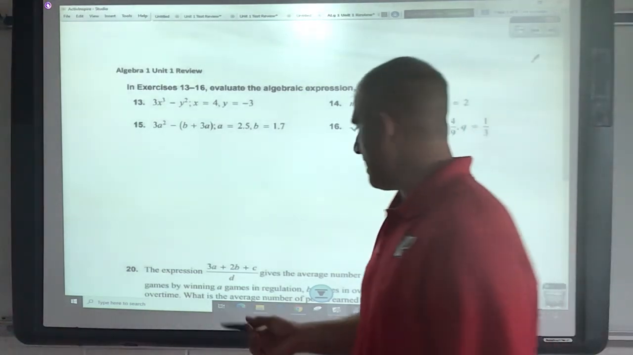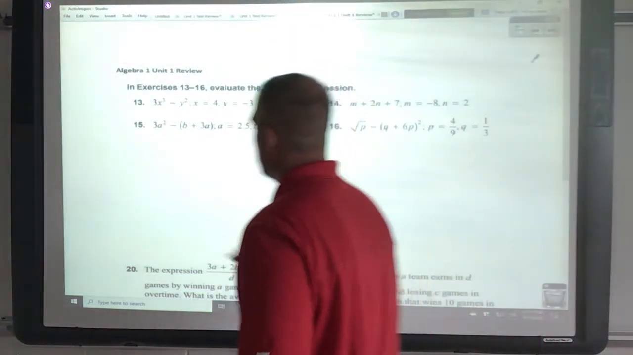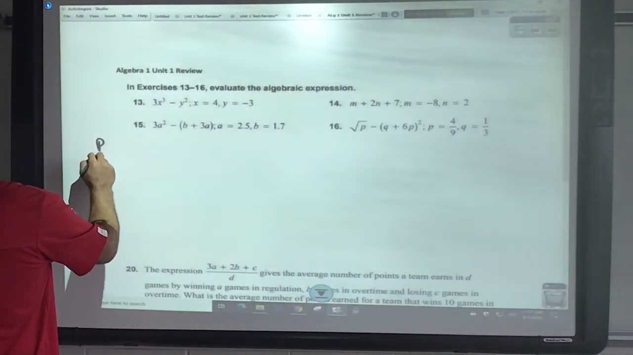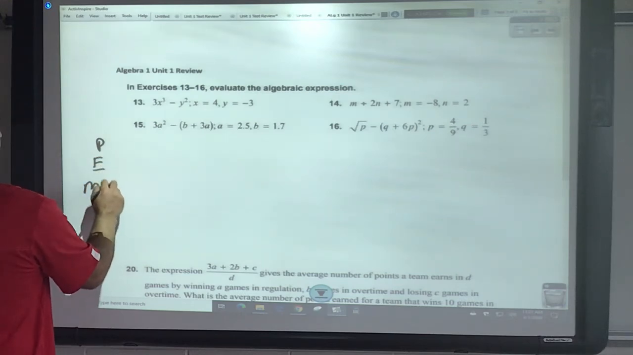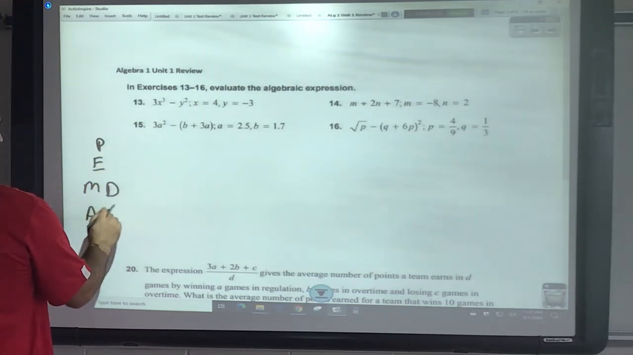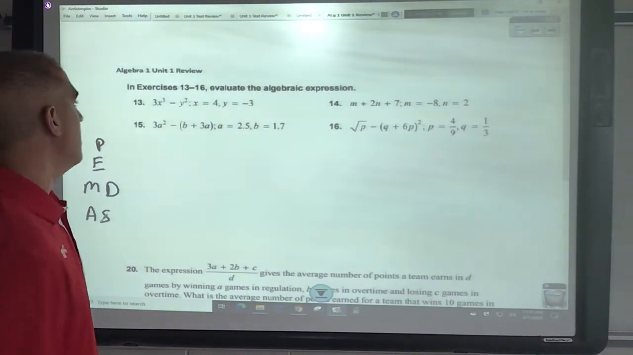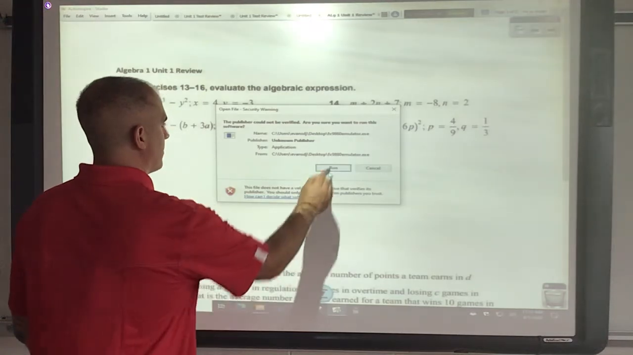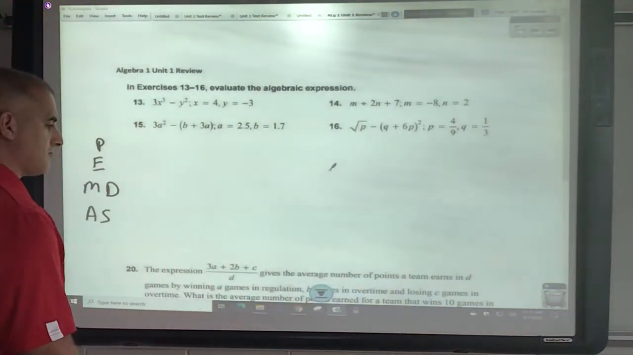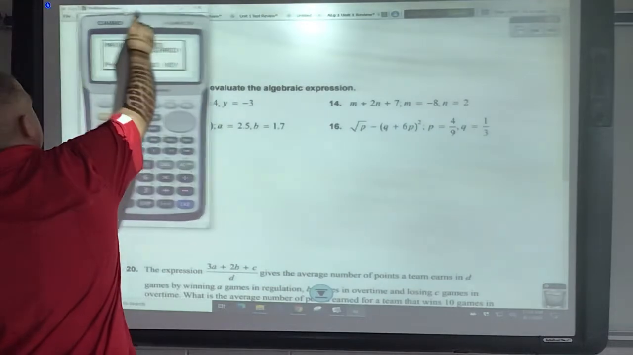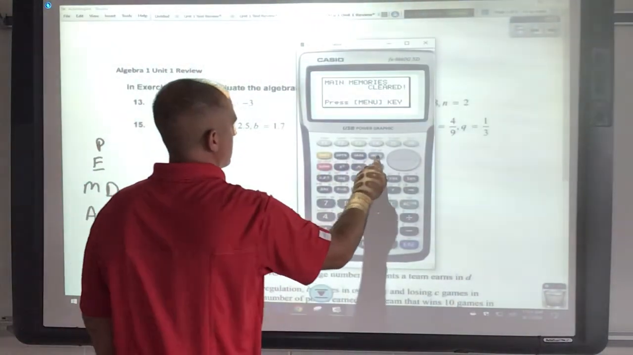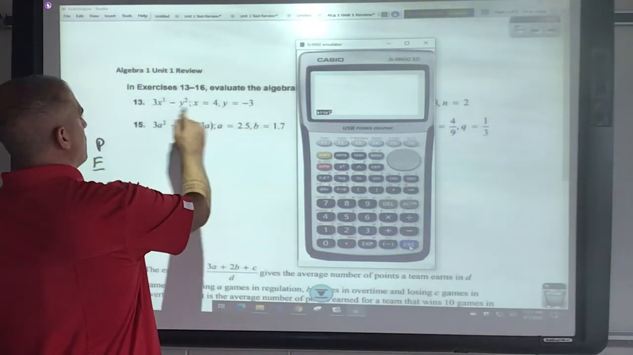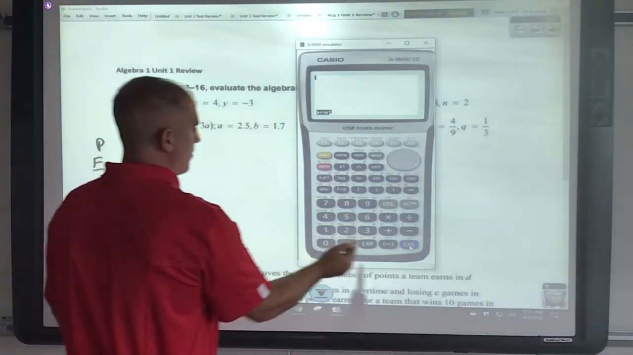You want to keep in mind PEMDAS and try to apply that: parentheses, exponents, multiplication and division on the same row, addition and subtraction on the same row. For this we can do some substitution. We can use our calculator for this. So what I want to do is substitute in 4 for x and -3 for y.